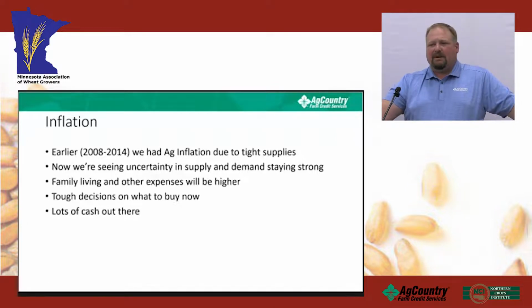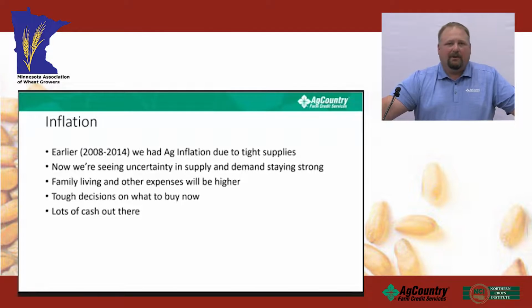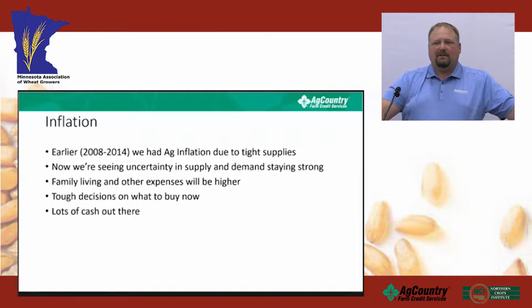Family living and other expenses are going to be higher. Inflation, everything gets more expensive. It doesn't affect just certain people, it affects everybody. We all go to the grocery store, we all buy groceries, we all fill our cars up with gas or fuel. Everything is just more expensive. There's a lot of tough decisions on what to buy now. I talked about inflation. Everything's going to be more expensive in the future until this inflation stops or slows down.